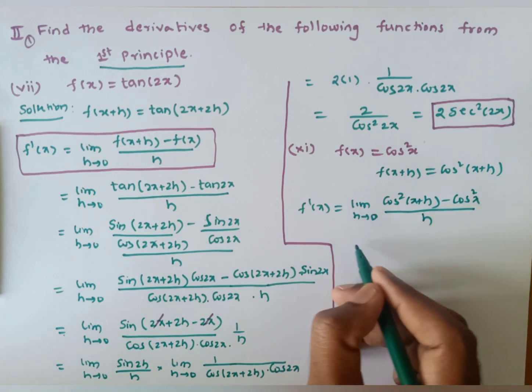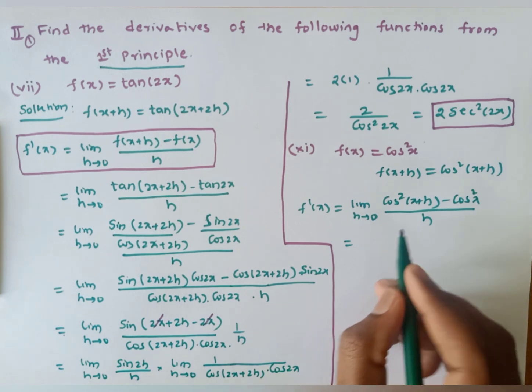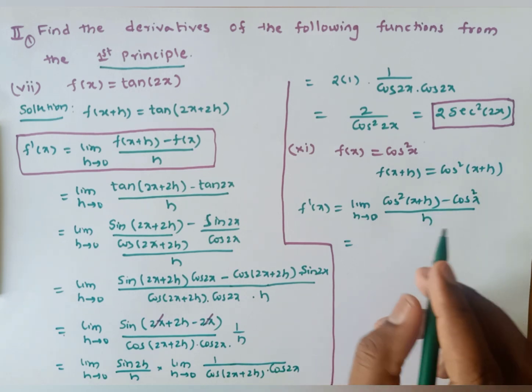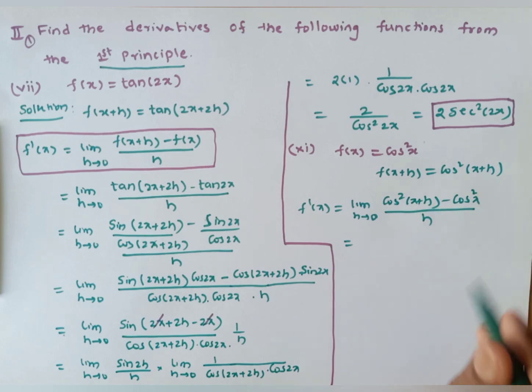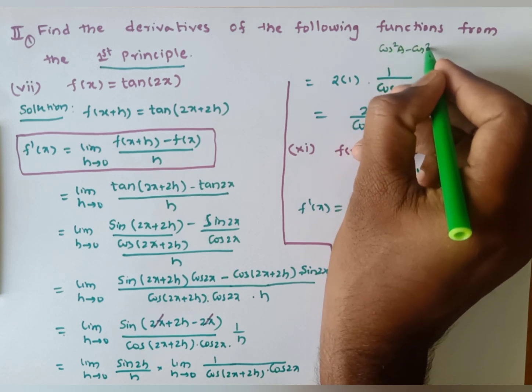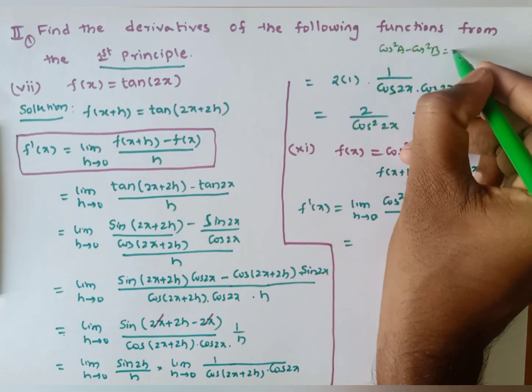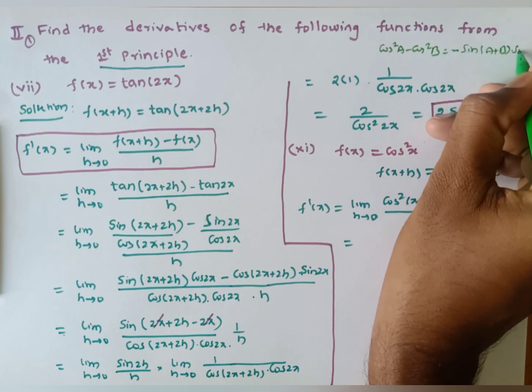Now if we apply the limit directly, then again it is a 0 by 0 case. So 0 by 0 means it is an indeterminate form. So try for the factorization or use a trigonometric formula since it contains trigonometric ratios. Now this is in the form of cos square a minus cos square b. We know the cos square a minus cos square b formula is equal to minus sin of a plus b into sin of a minus b.